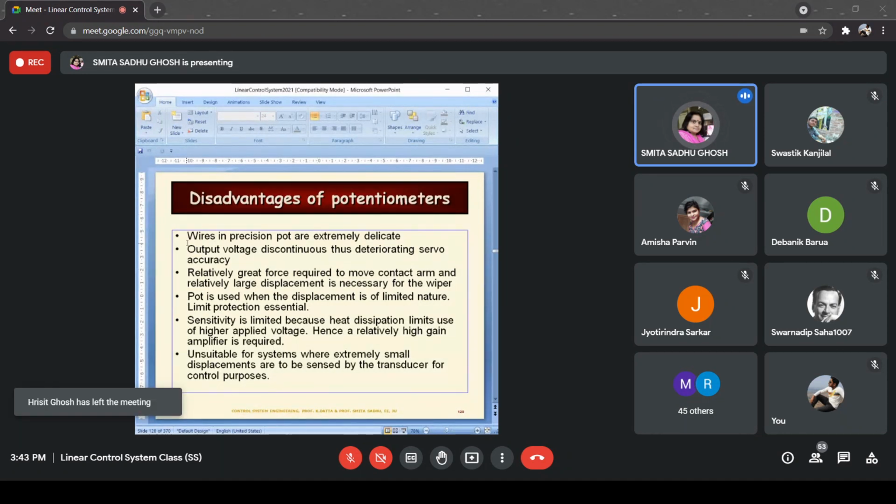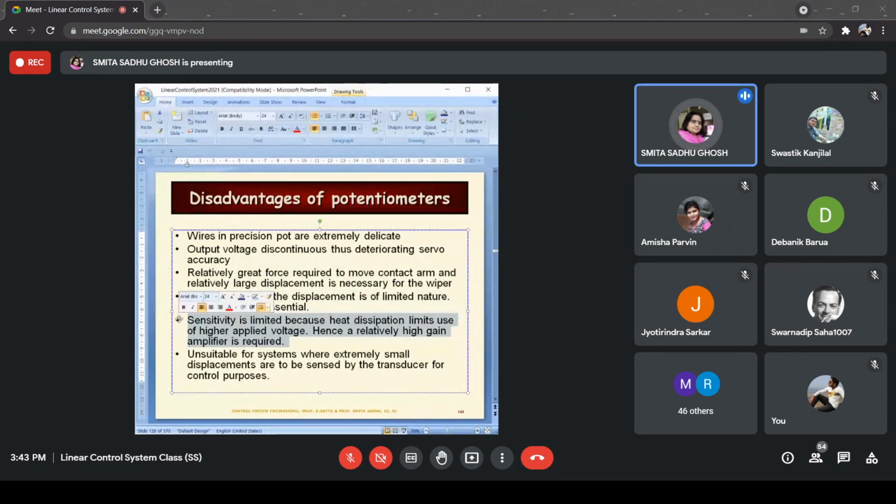If, for example, the length over here is 20 centimeters, and I want to indicate a displacement of 25 centimeters, it will not be possible for me to do that by using this potentiometer. I have to replace the pot, right? So a pot is used when displacement is of limited nature, that is, limit protection is essential.